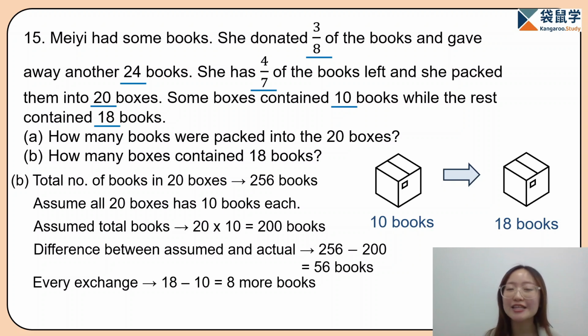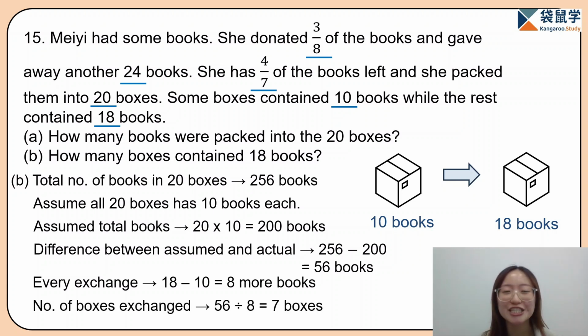And remember that we were short of 56 books. So to find the number of boxes that we will need to exchange, we can take 56 divided by 8, and that gives us 7 boxes, which will be the number of boxes containing 18 books. Our answer for part B. So we have solved this question.